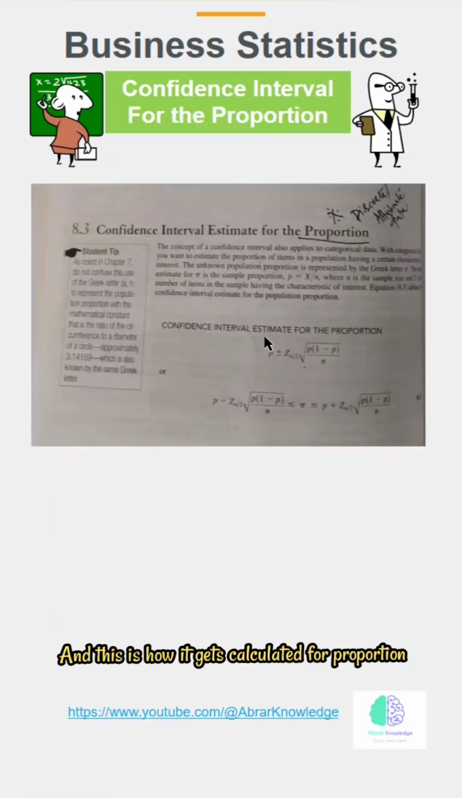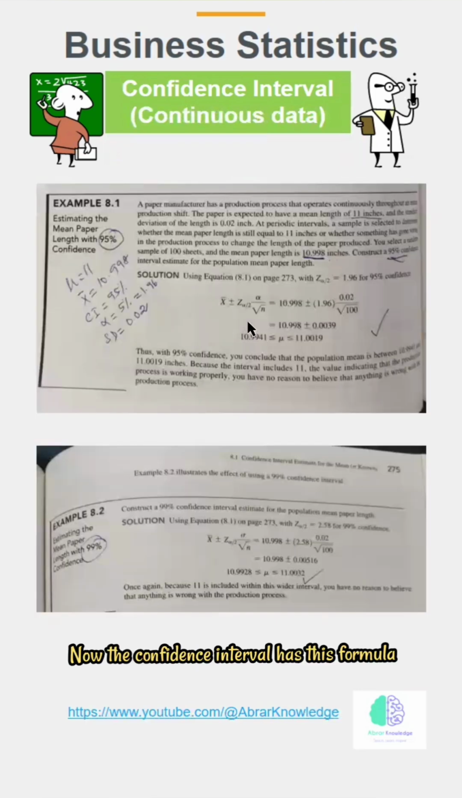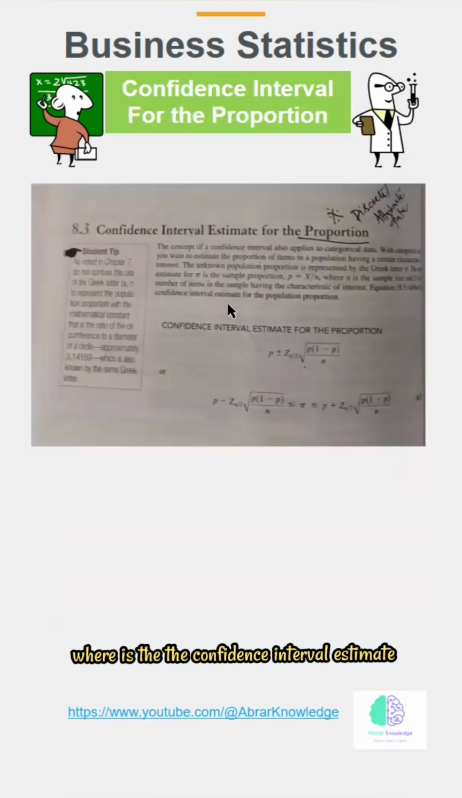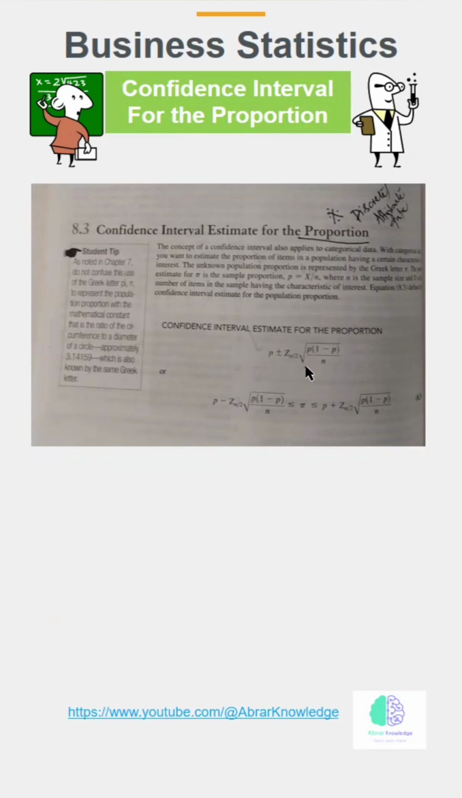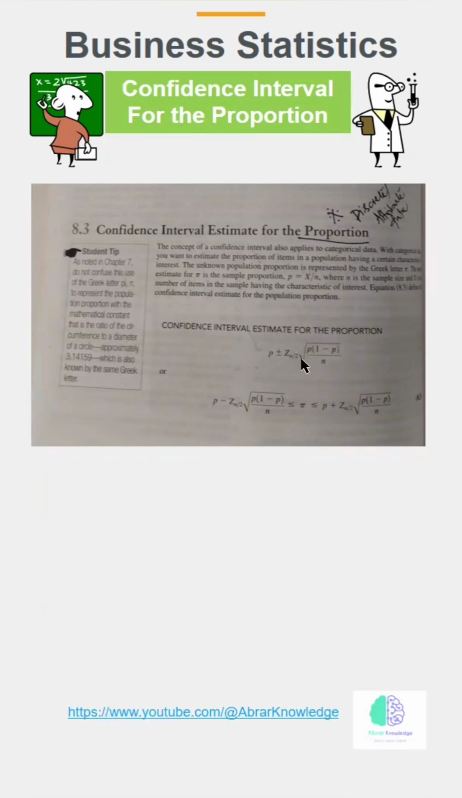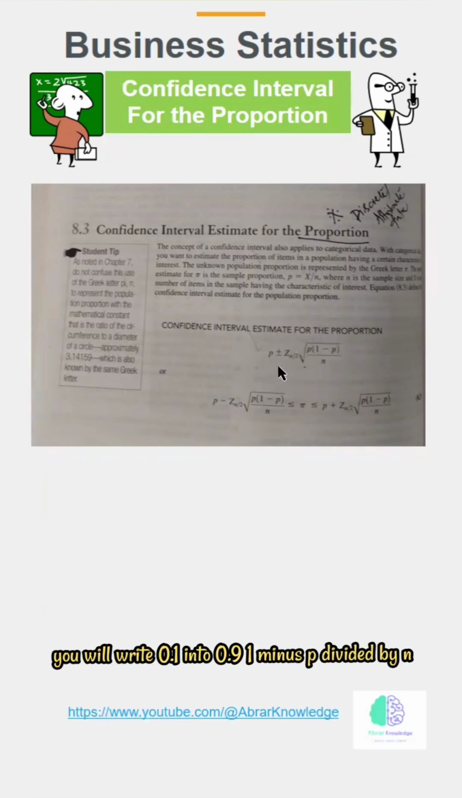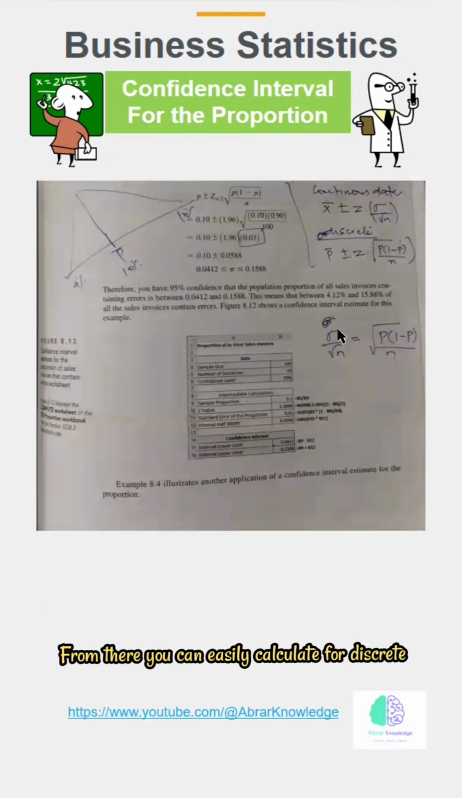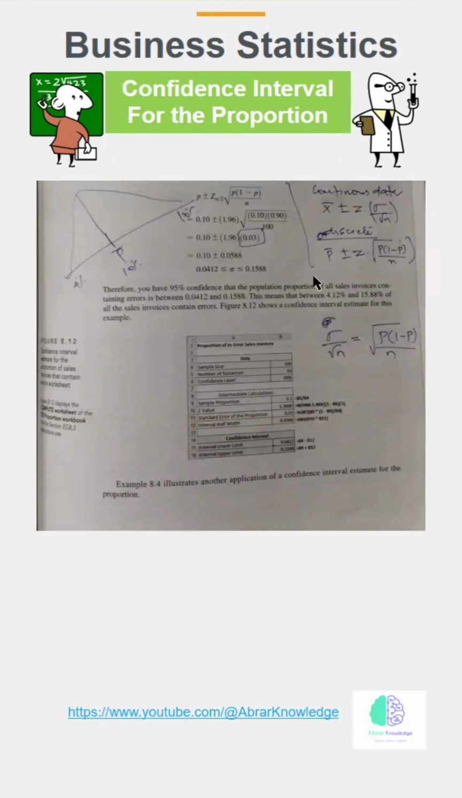And this is how it gets calculated for proportion. The confidence interval estimate for the proportion is p, that is proportion, plus or minus the margin of error. The margin of error there was z times standard deviation divided by the square root of n, but here it is z times the square root of p into 1 minus p, divided by n, how much sample you have. Let's say the p value is 10%. You will write 0.1 times 0.9, that is 1 minus p, divided by n. This is a formula we can apply, and from there you can easily calculate for discrete data as well.